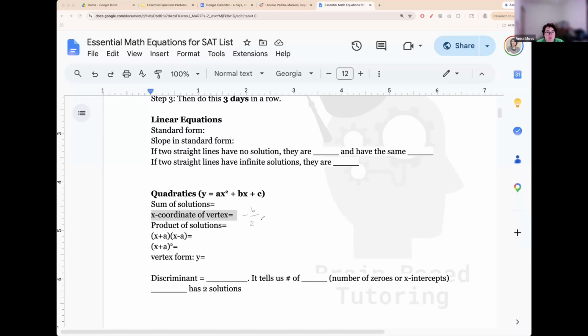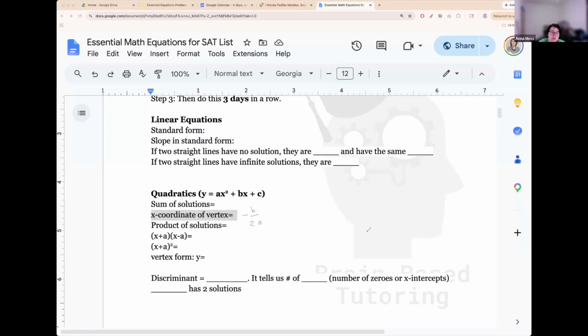Now, the sum of solutions comes up less often, but still sometimes. I would say the x-coordinate of the vertex, you need that a lot. The sum of solutions is actually something I didn't know until I watched my favorite SAT YouTube channel, Tutorlini, which if you're my student, you're very familiar with.